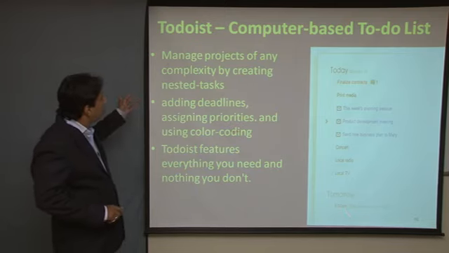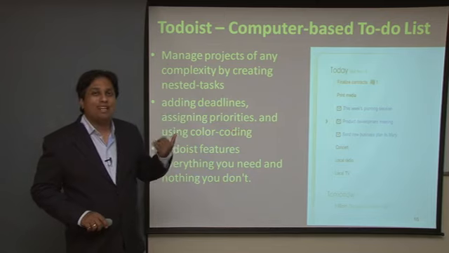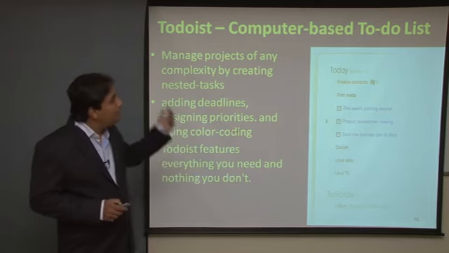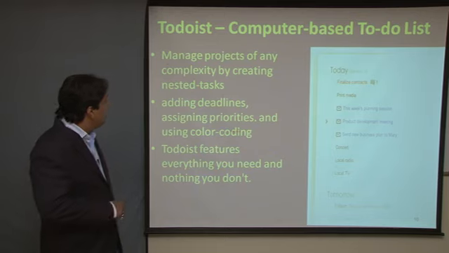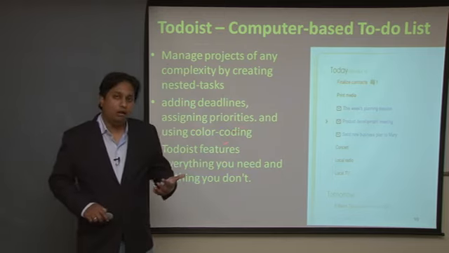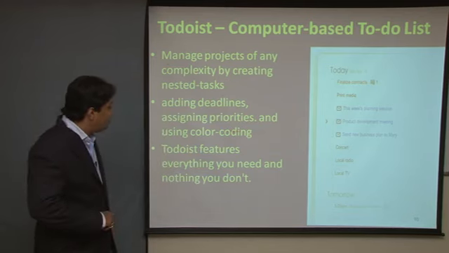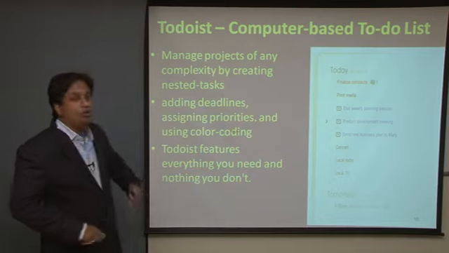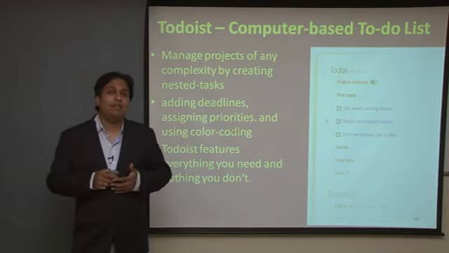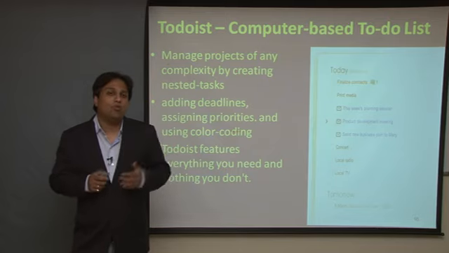We can manage projects of any complexity by creating nested tasks. Nested tasks basically means you can add more tasks to a particular task. You can create sublists and subtasks. You can add deadlines, assign priorities and use color coding. So it's an excellent, advanced version of the first tool that we've seen. Todoist features everything you need and nothing you don't. It has basically everything you need in terms of prioritizing and managing your tasks at the workplace.